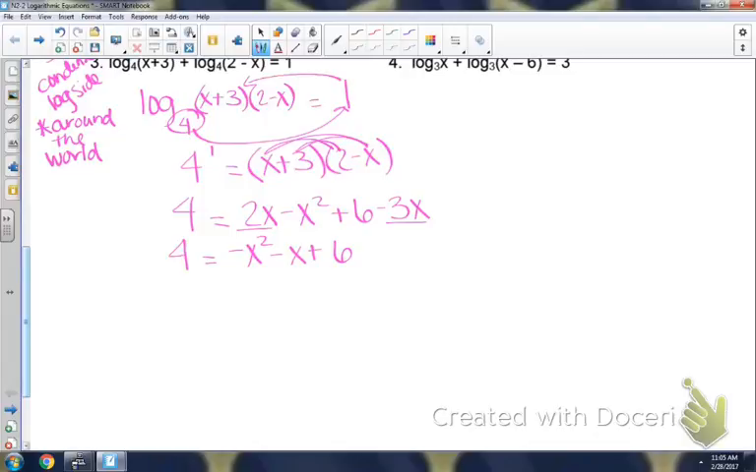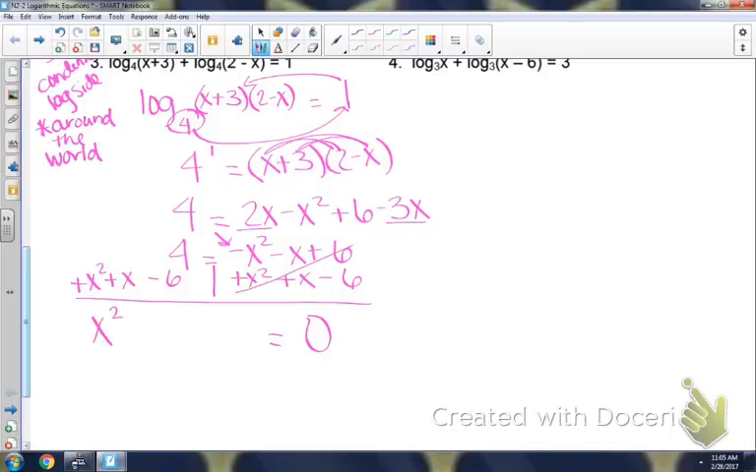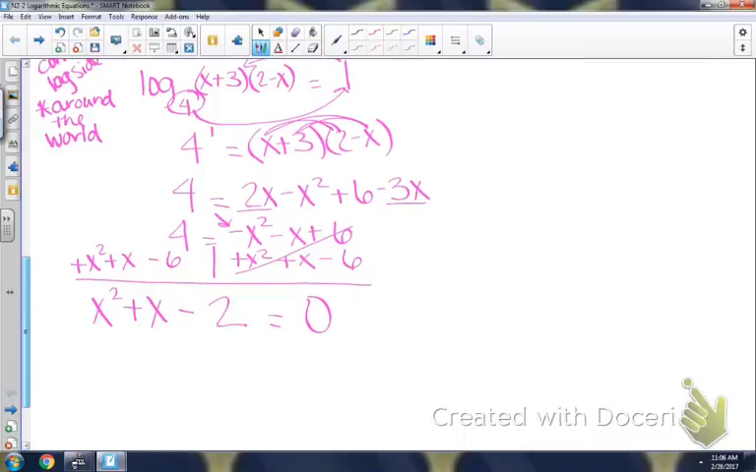So if we are factoring it, remember we want that first term, which is our x squared term, to be positive. So that means I'm going to move all of the stuff on the right to the left side. So I'm going to add x squared, add x, and subtract 6. So all that now equals 0. So I have x squared plus x, and then that would give me minus 2.